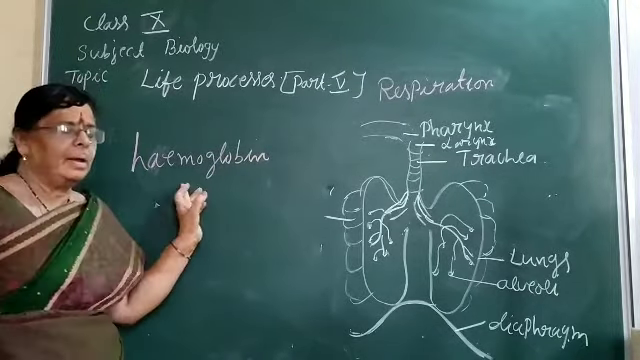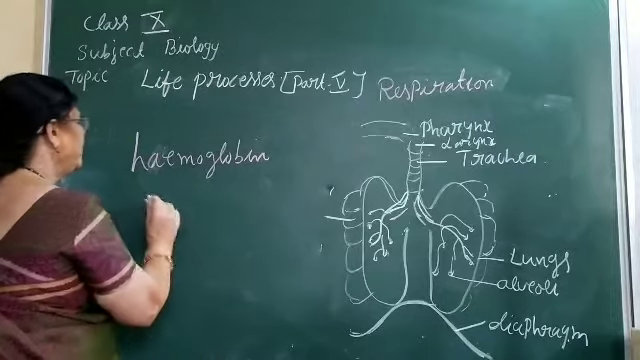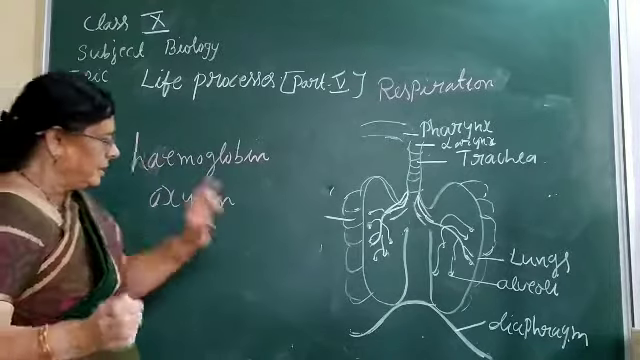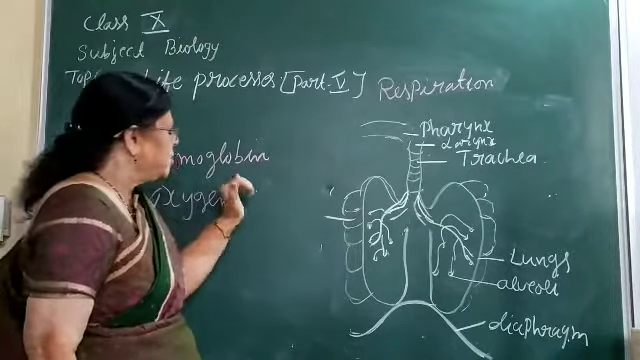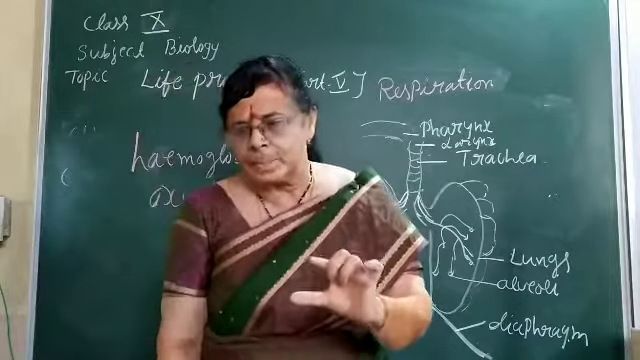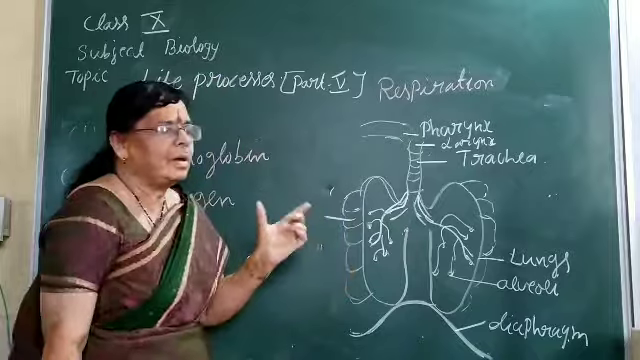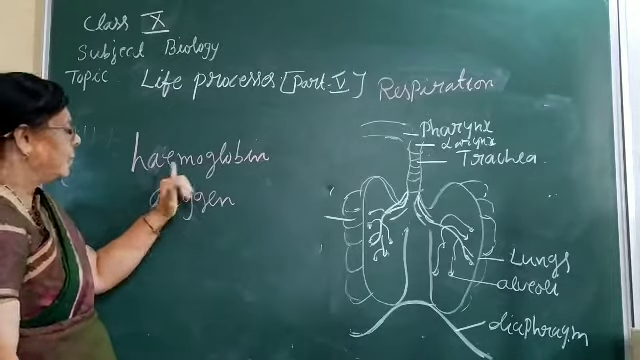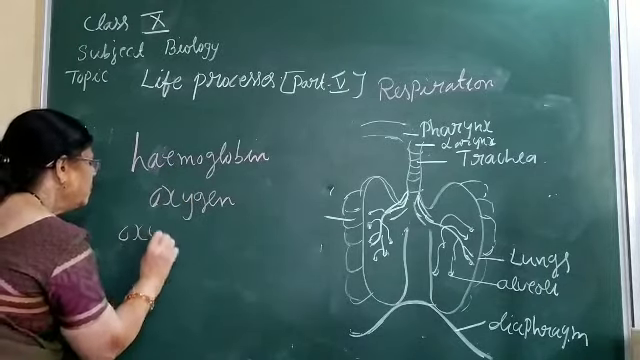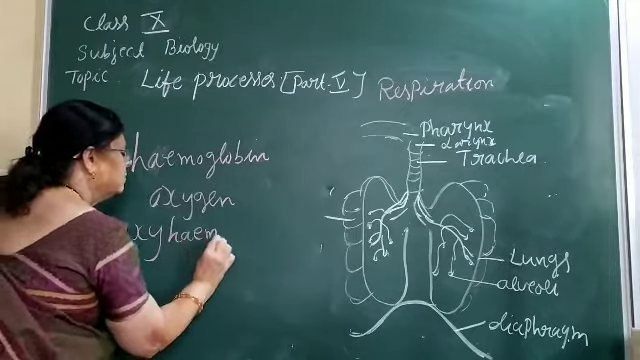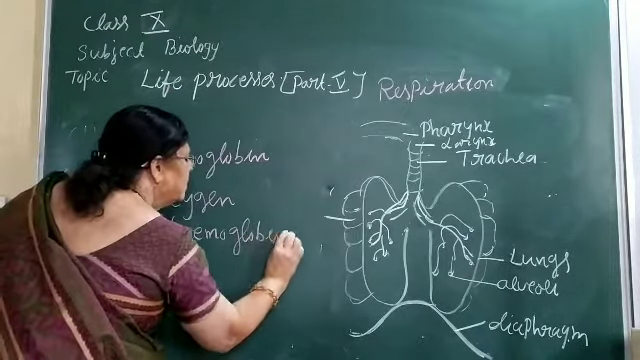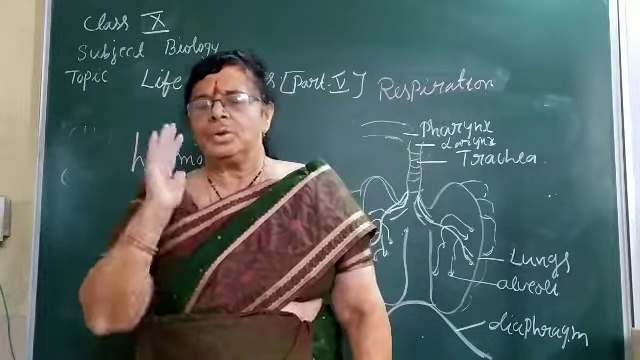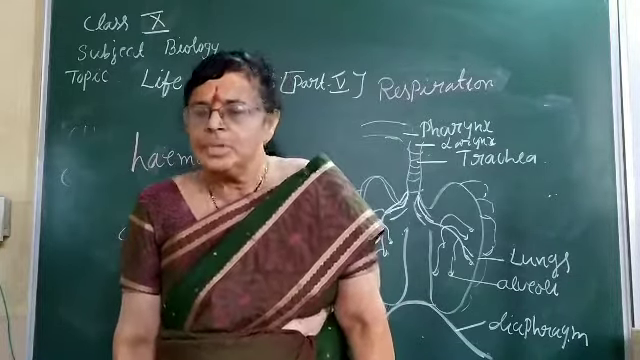This hemoglobin has a greater affinity towards oxygen. Affinity means attraction. This hemoglobin is there in the red blood corpuscles. You will know about red blood corpuscles when we take up the circulatory system. Now the oxygen will combine with the hemoglobin and form oxyhemoglobin. This oxyhemoglobin is there to supply oxygen to each and every cell and tissue of the body.